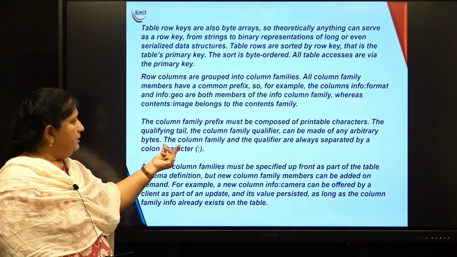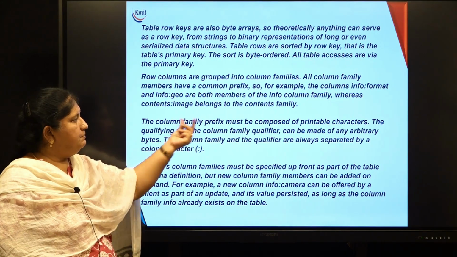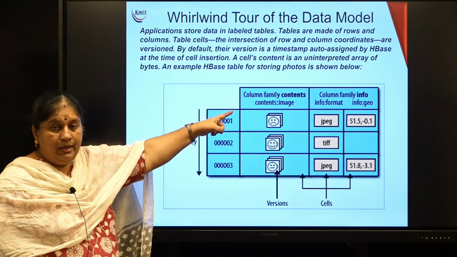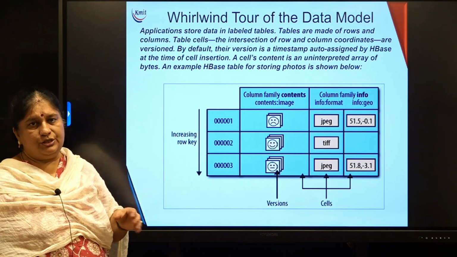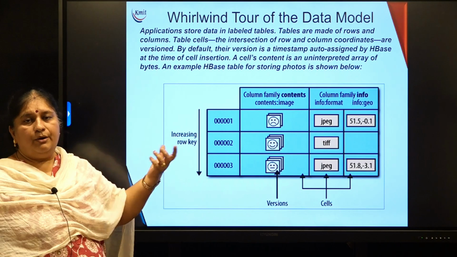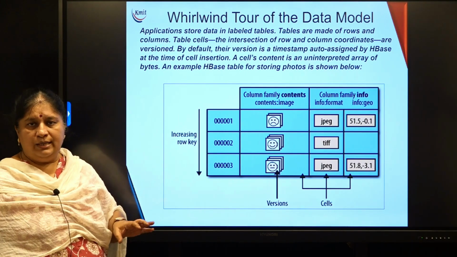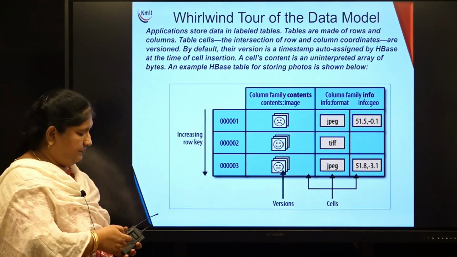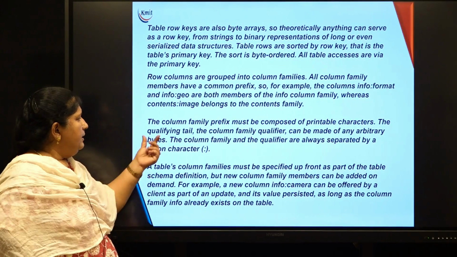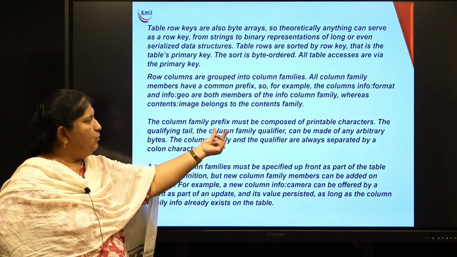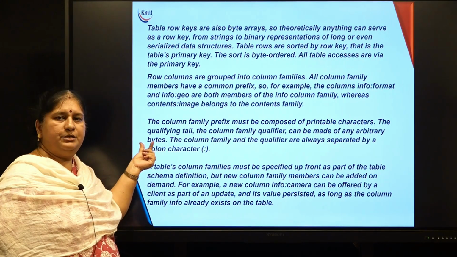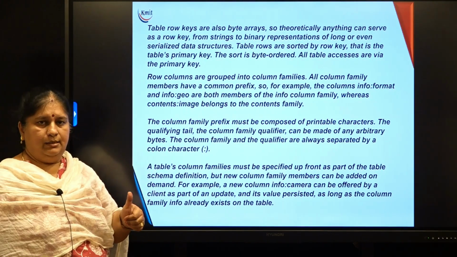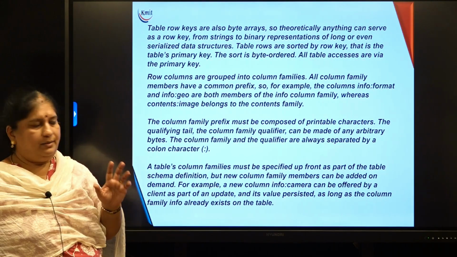So I have written the same thing here. The column family prefix must be composed of printable characters. This family name cannot have any non-printable characters. Just because we are saying it is a byte array, you cannot use any character which is available on the keyboard. Some characters are non-printable, so they cannot be part of the family name. This is a convention they are using. And the qualifying tail, the column family qualifier, can be made of any arbitrary bytes. Can the family member have non-printable characters? Yes. Only the family name cannot have non-printable characters.